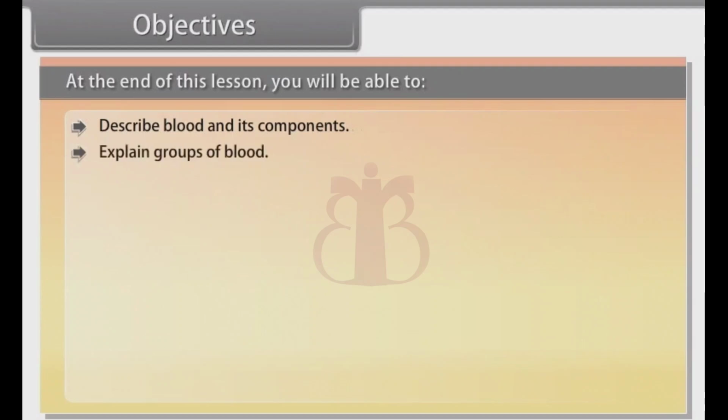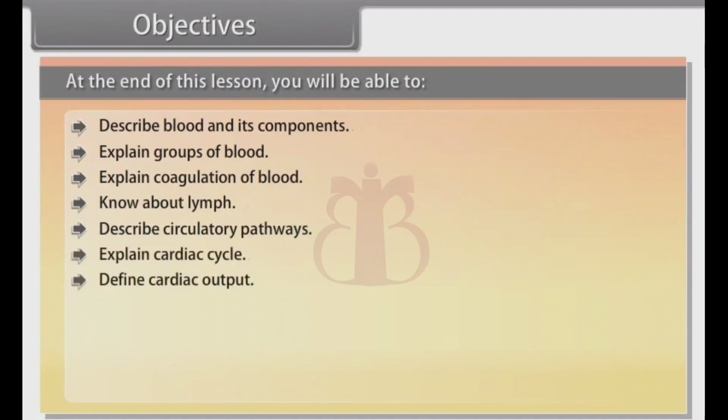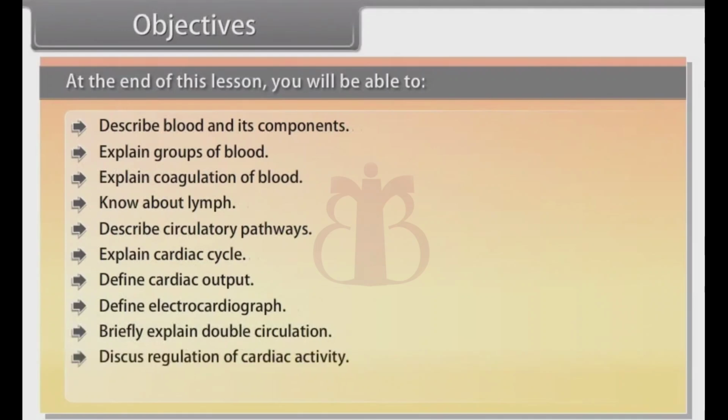blood, explain coagulation of blood, know about lymph, describe circulatory pathways, explain cardiac cycle, define cardiac output, define electrocardiograph, briefly explain double circulation, discuss regulation of cardiac activity, discuss disorders of circulatory system.